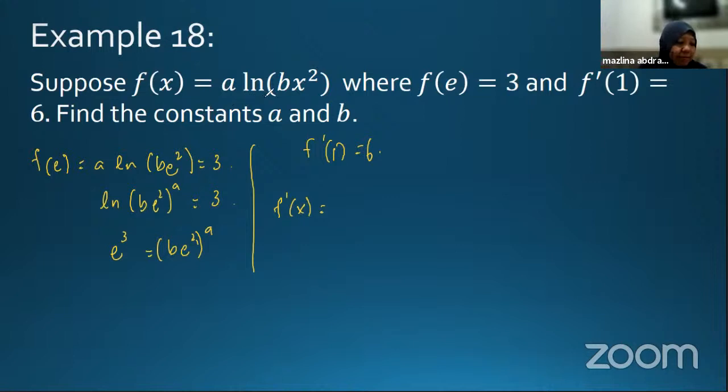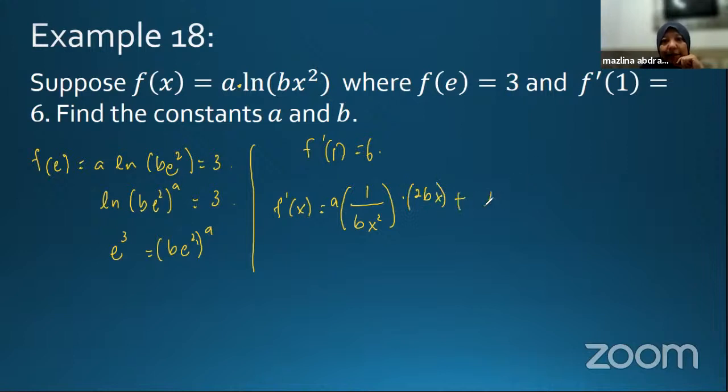Tambah tu kan teacher? Tambah. ln. A macam mana? Ataupun kita buat je product rule. Walaupun dekat A ni tak ada x kan? Kita buat product rule. A times this. Right. So you can have A times ln b x square adalah 1 over b x square times 2bx. Betul tak? Differentiate ni.